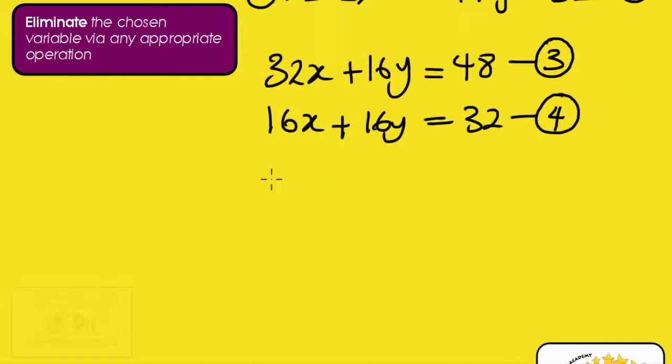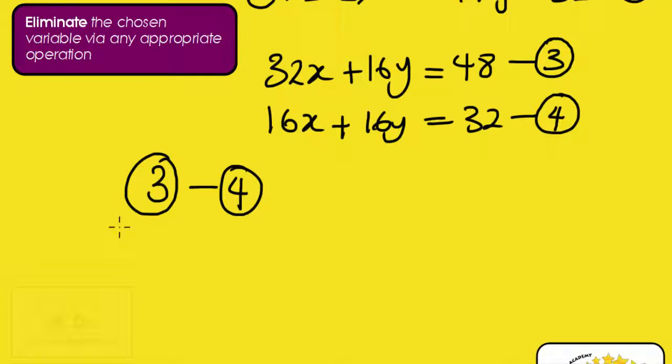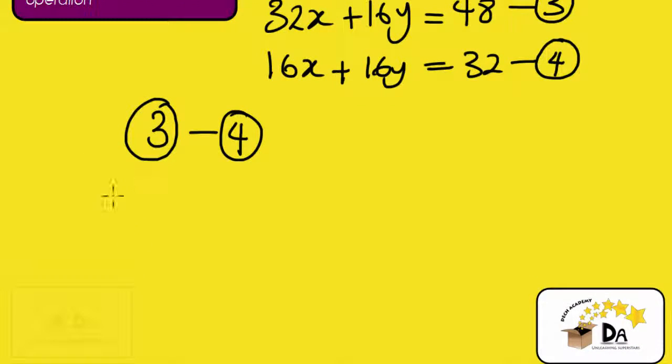To eliminate the chosen variable, so to eliminate y, just observe the two equations. In equation 3, the coefficient of y is 16. In equation 4, the coefficient of y is 16. Since the coefficients are the same, you carry out a subtraction. So equation 3 minus equation 4 will cause y to be eliminated. We'll get an equation in which y doesn't appear.